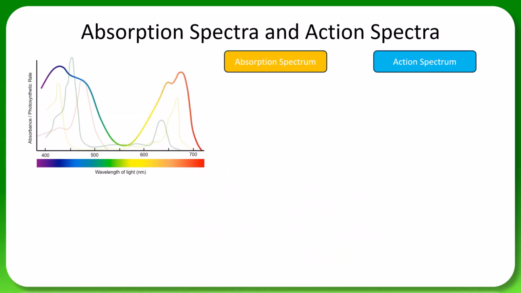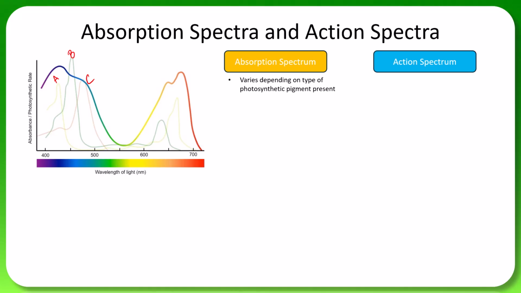So what are the similarities and differences between the absorption and action spectrum? Again, the absorption spectrum would be these muted colors, and the action spectrum would be this bold line. The absorption spectrum varies depending on the type of photosynthetic pigment present. Remember, each one of these lines is a different photosynthetic pigment. This was chlorophyll A, this is chlorophyll B, this is the carotenoids. Each one of them has a different absorption spectrum.